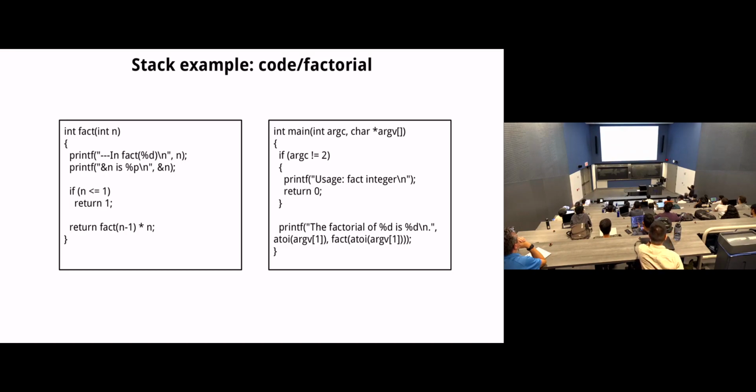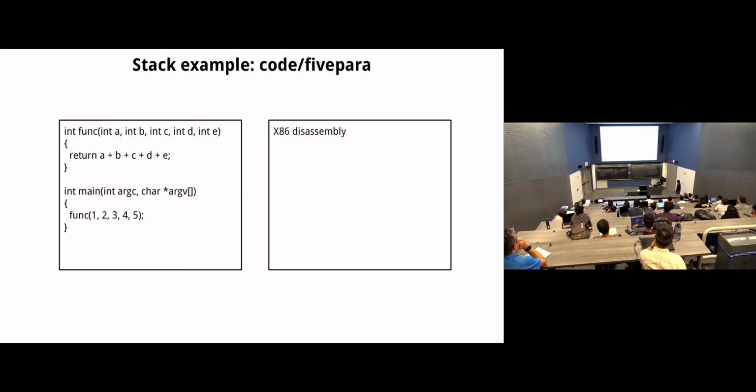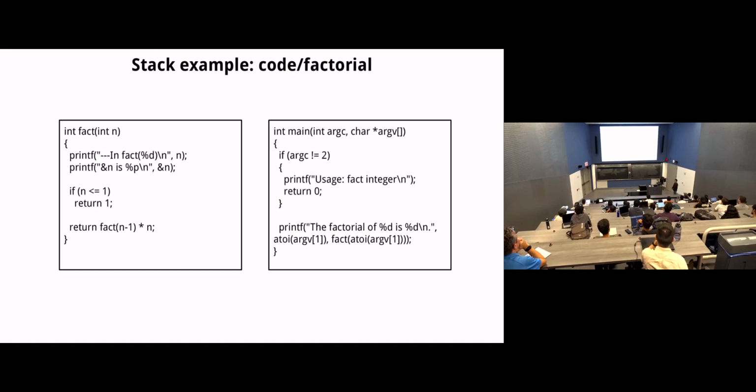So if we call factorial 4, what happens is the main function will call factorial 4. Factorial 4 will call factorial 3. Factorial 3 will call factorial 2. And factorial 2 will call factorial 1, which returns 1. After that, we multiply things together. So what we want to see here is what the stack will look like.